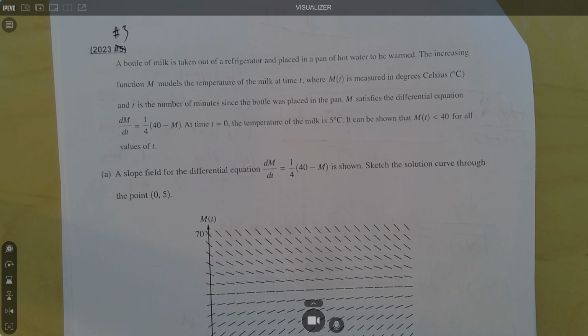A bottle of milk is taken out of a refrigerator and placed on a pan of hot water to be warmed. The increasing function m models the temperature of milk at time t, where m of t is in degrees Celsius, and t is the number of minutes since the bottle was placed in the pan. M satisfies the differential equation dm/dt equals 1/4 (40 minus m). At time t equals 0, the temperature of the milk is 5 degrees centigrade. It can also be shown that m of t is less than 40 for all values of t.